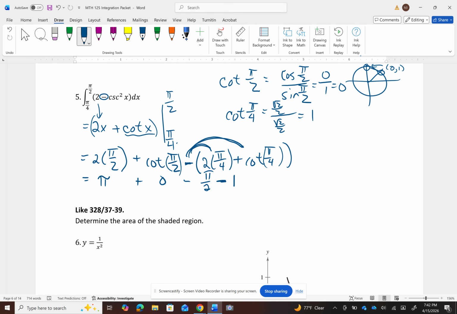All right, so a pi, take away a half pi, is going to be a pi over 2. I'll write it over here. That's going to be pi over 2 minus 1.